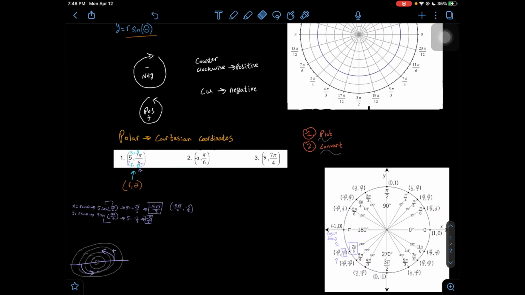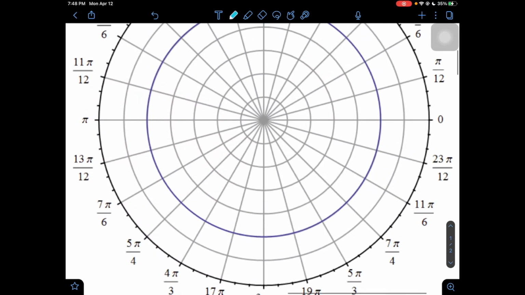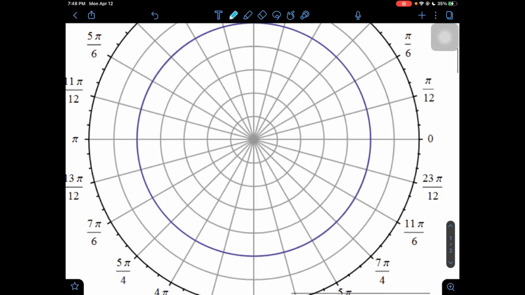Well, we know our coordinate point is 5, 7 pi over 6, and we said each circle represents 1 radius. So each time we go a circle, that's 1, second circle, 2, etc. So we're going to go 5 circles out. So we know that this is our first circle, this is our second, third, fourth, and fifth. This blue line is our fifth circle.